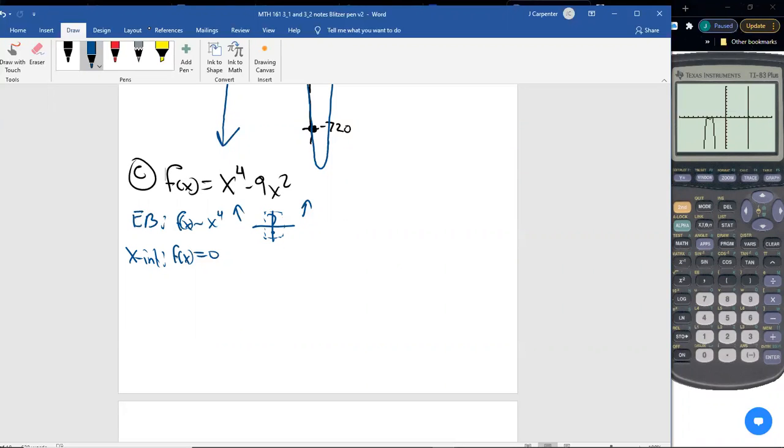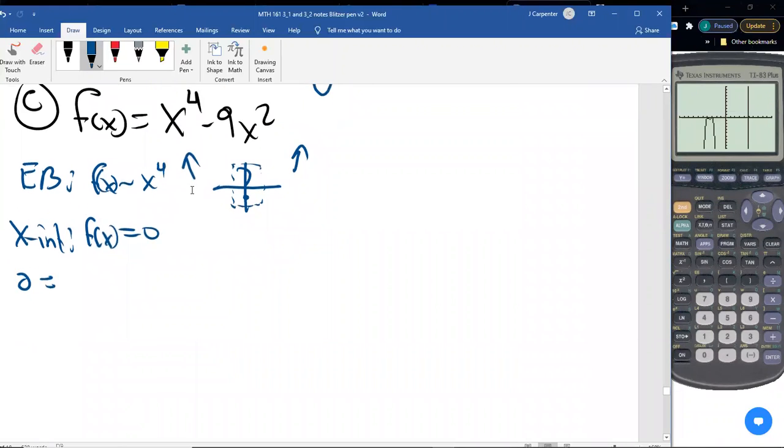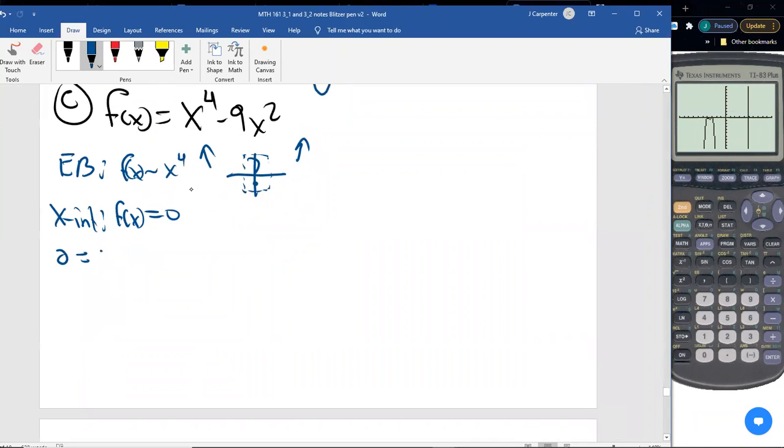All right, so we go 0 equals x to the fourth minus 9x squared. There's a GCF here, we're factoring, which is x squared. So we go 0 equals x squared parentheses, then x squared minus 9. x squared minus 9 is a difference of squares, so we go 0 equals x squared times x plus 3 times x minus 3.